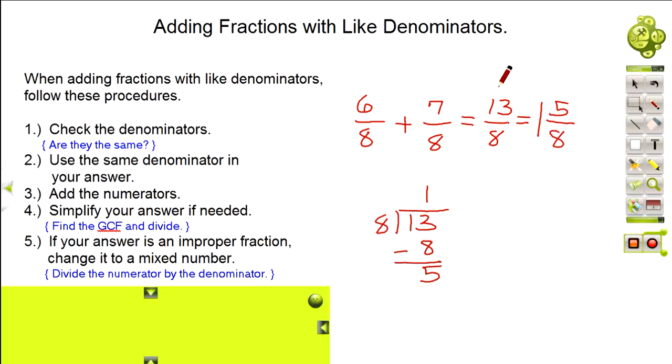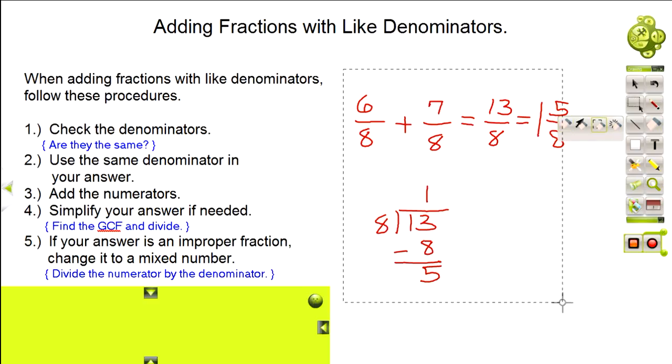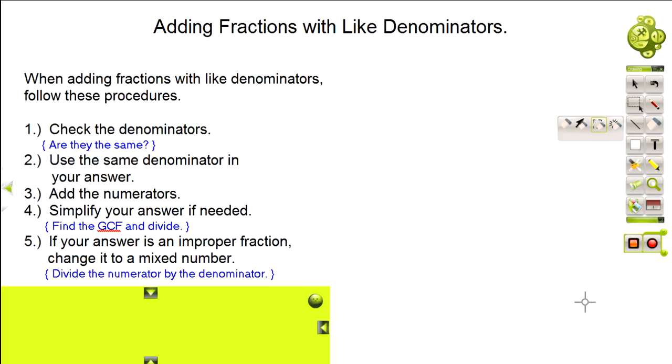This is an improper fraction, so we have to do step 5, which is to change it to a mixed number. When we look at our mixed number, we have 1 and 5 eighths. 5 eighths is simplified, so we know that we are done with our problem. Let's take a look at another problem that we can solve.